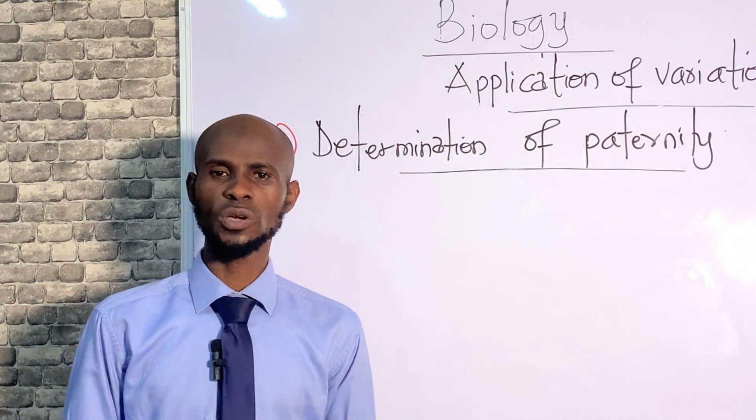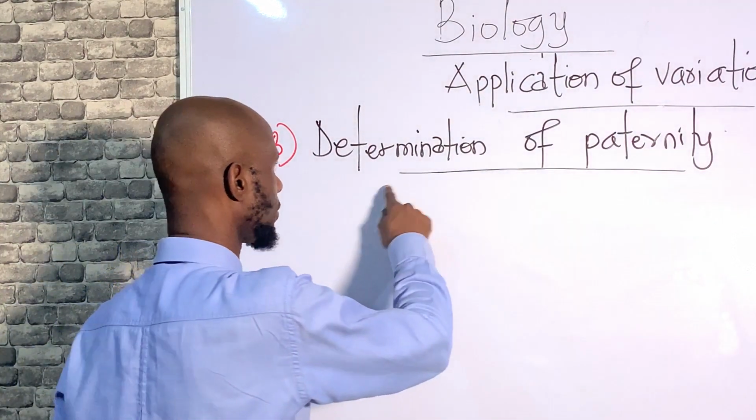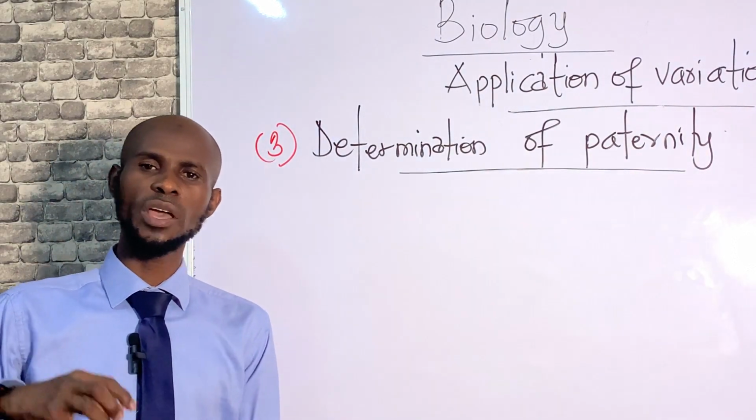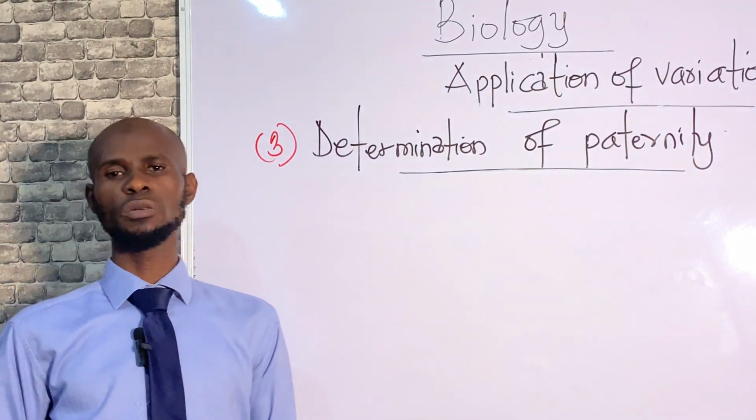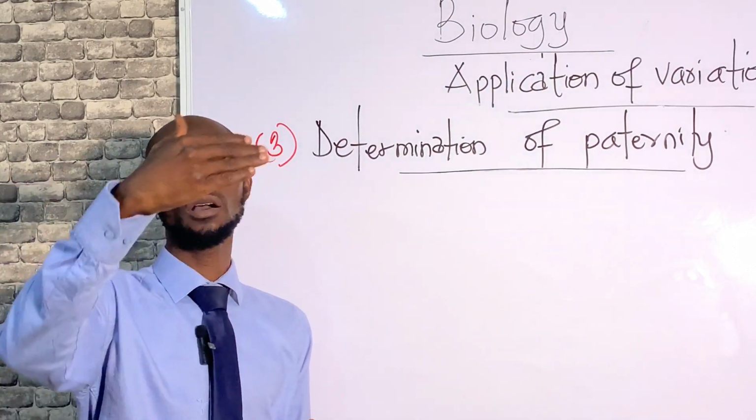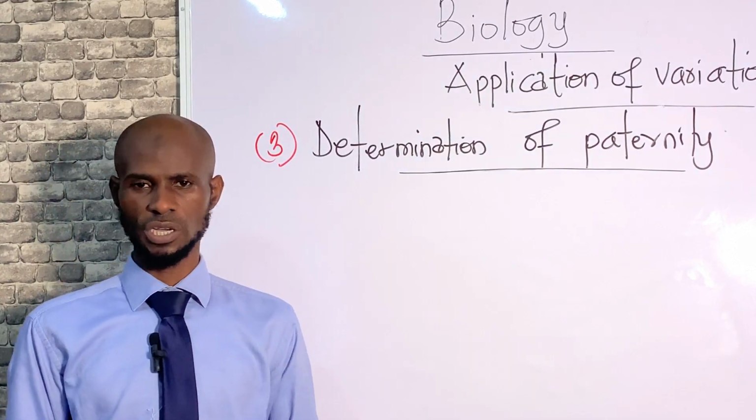Today, we're going to look at the third application of variation, and that is determination of paternity. So, we want to look at who is the owner of the child. We have the mother constant. We have two or three of the fathers who claim to be the owner of the child.